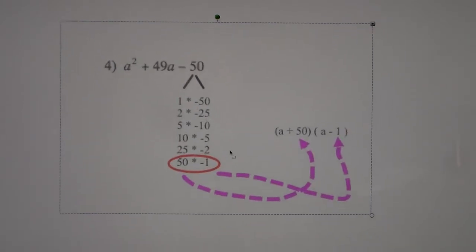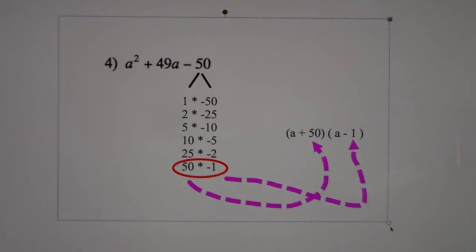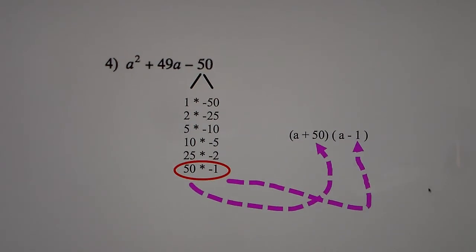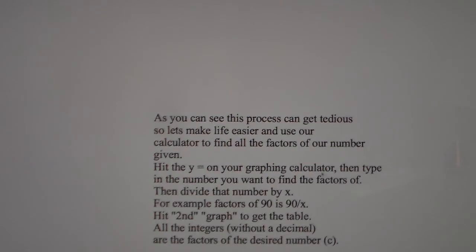The more and more you get the hang of it, the more comfortable you'll feel and the faster you'll go. So these aren't the longest of problems once you get comfortable with it. So you do the factors of negative 50, you have 1, negative 50, and so on and so forth, and 50 and negative 1. That combination adds up to positive 49. So we do a plus 50 times a minus 1.